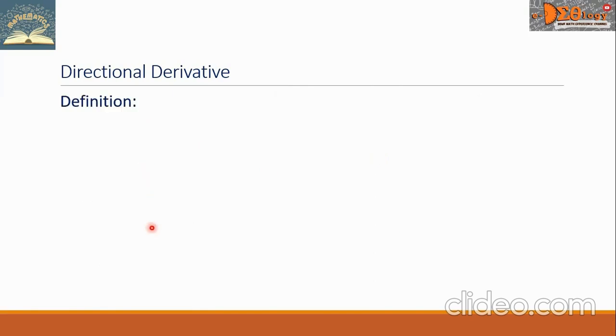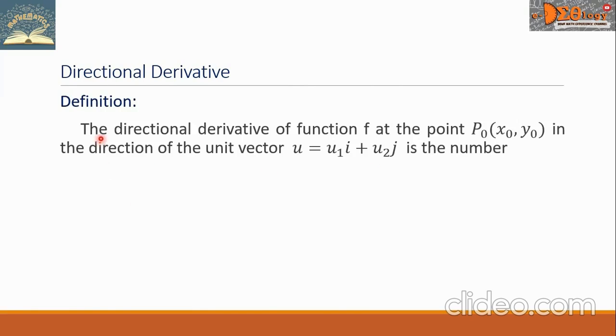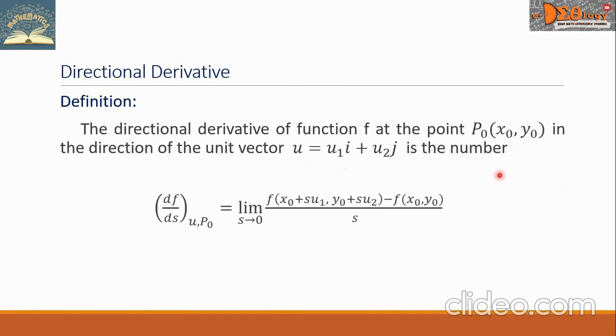Now, for the formal definition, we have the directional derivative of function f at the point P sub 0 of (x sub 0, y sub 0) in the direction of the unit vector u equals u sub 1 i plus u sub 2 j is the number, and this is our limit formula, provided the limit exists.